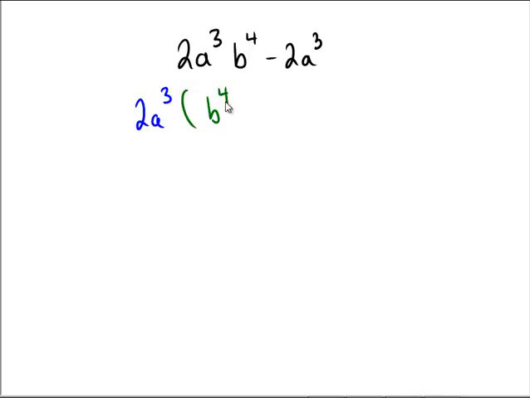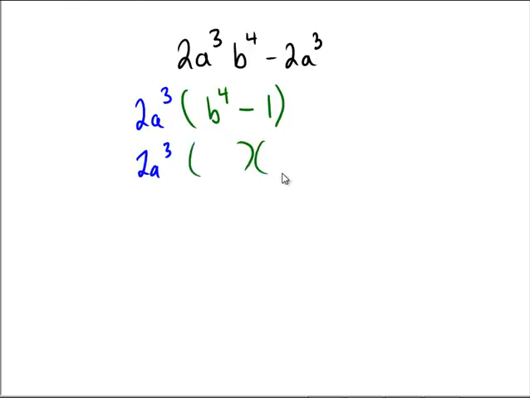From the first term, the b to the fourth should be pretty clear. Minus, when you pull out the 2a cubed, you've pulled out everything from that second term, so all that's left is the number 1. Notice that if you look at this in a distributive way to see if you did it correctly, 2a cubed times 1 is 2a cubed. Now, continue the factoring into the next stages.